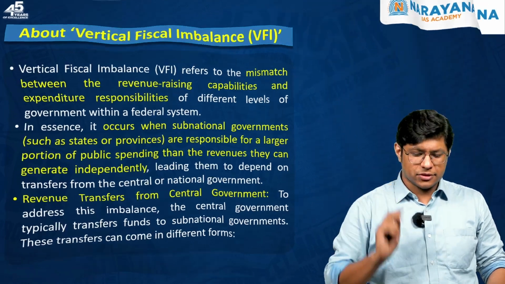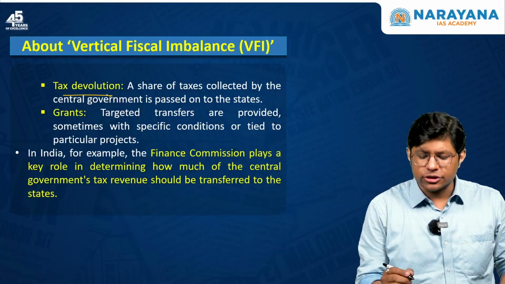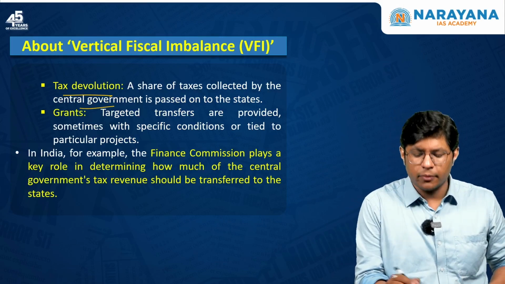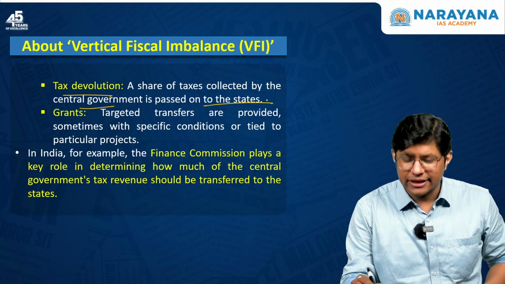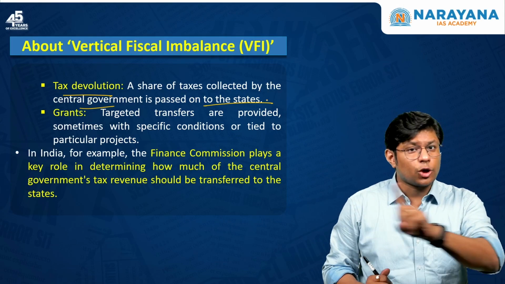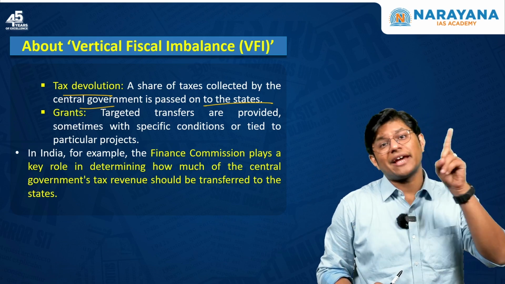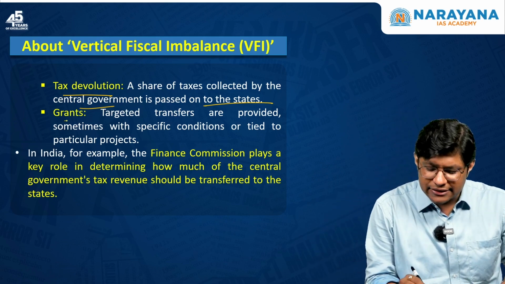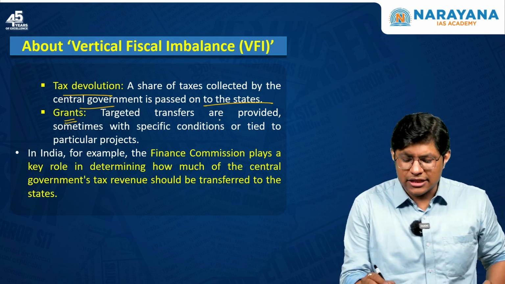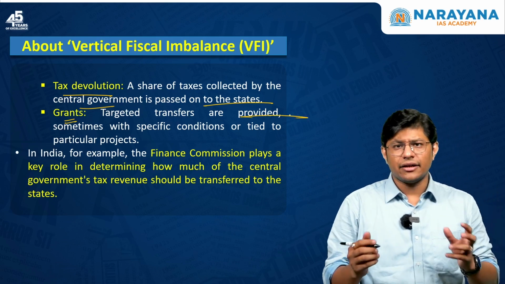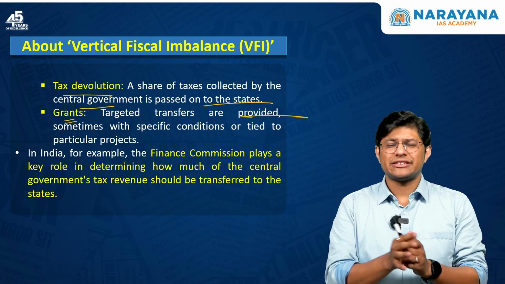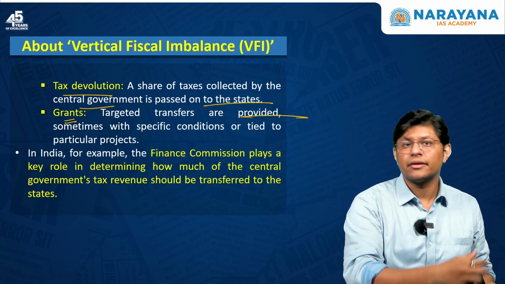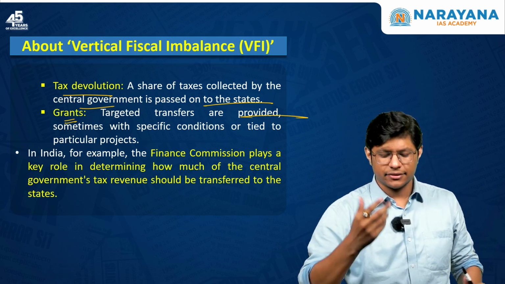These are of two types. One, the tax devolution, which means a share of taxes collected by the central government is passed on to the states, which means income tax is not collected by the states, it is collected by the central government, but it is passed on to the state. Second is grants. These are targeted transfers provided based on some conditions, which means, let's say there is a flood in Bihar. Now, the Bihar government wants money, the central government gives money, a grant.